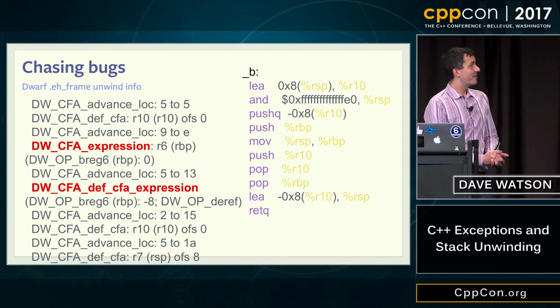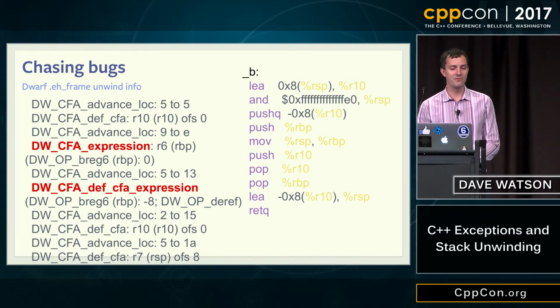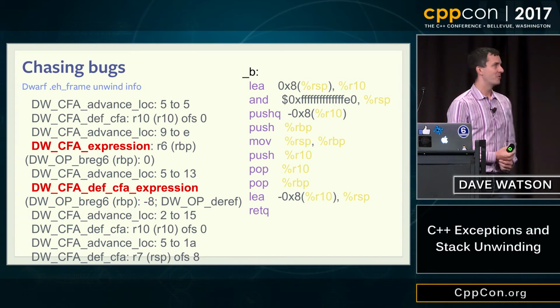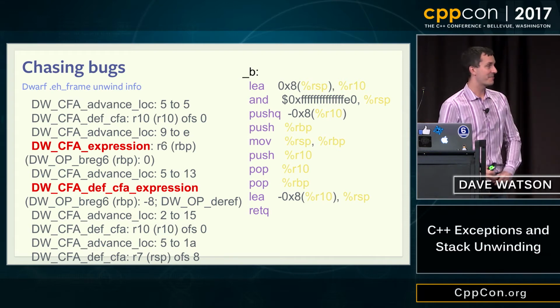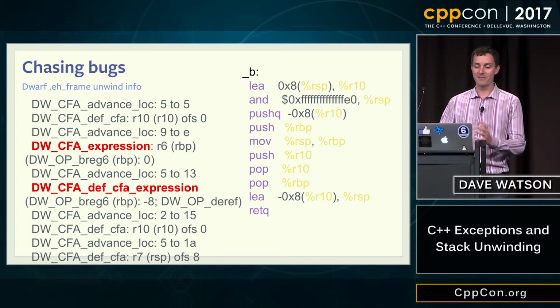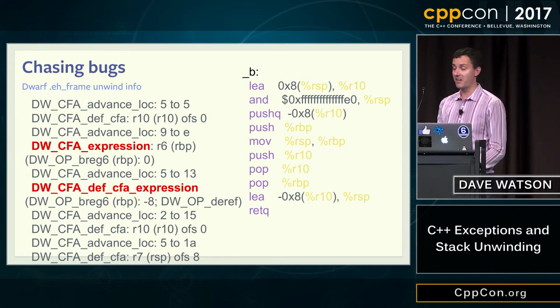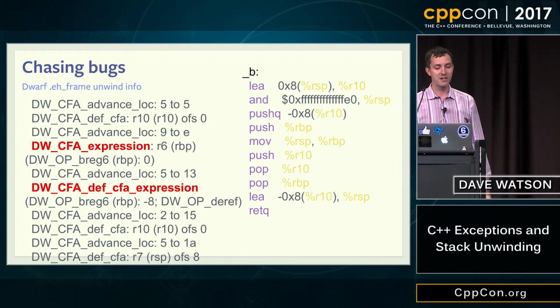So while 95% of functions probably just use advance location and def-CFA and maybe define a few where the registers are saved, you can also define expressions in DWARF. DWARF, as it turns out, is completely Turing complete with the expressions. It provides a full interpreter stack machine that you can use to specify whatever you want. So this, take the address of something and dereference it, you can't specify in normal DWARF, only in expressions. So the one we care about here is the second one, def-CFA expression.